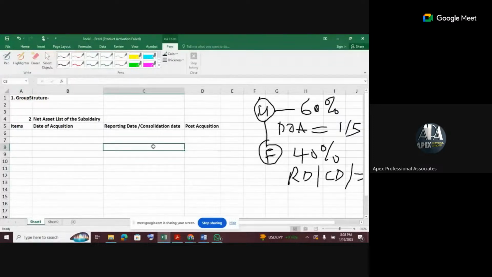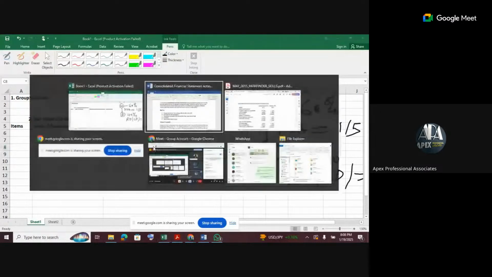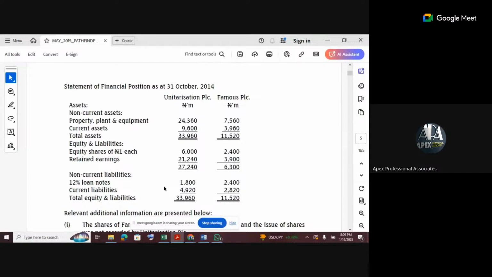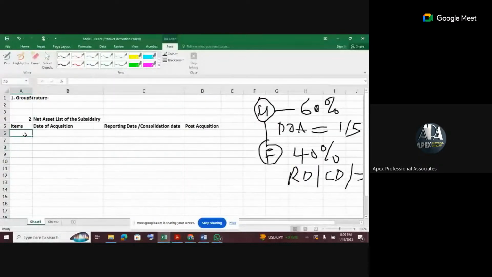The first thing you need to understand is, how do I get the net asset list of the subsidiary? If you go to the question, in this statement of financial position, the net assets, like I said earlier, is the same thing as the equity part. This part I've highlighted is the equity part. So you need to pick out this part for the subsidiary and the additional information. So the first thing we should take now is the equity shares, or you call it the share capital. But let's just take it as equity shares.